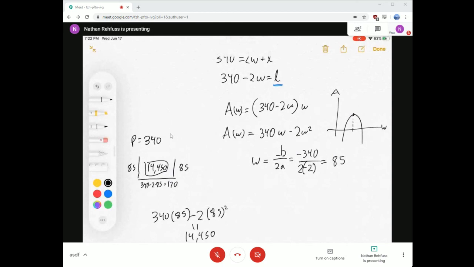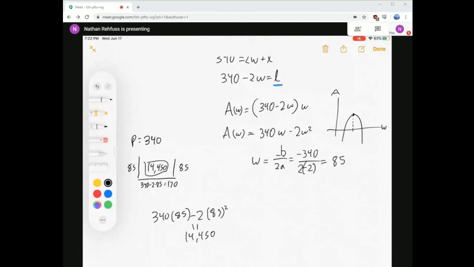And before you ask, what if I made it 84 feet wide? Same thing, 14,448. It's 2 square feet if we go up or down by a foot of width. This is the optimum. Pretty cool, huh? So there you go. There's 3 good applications of quadratics and their vertices.